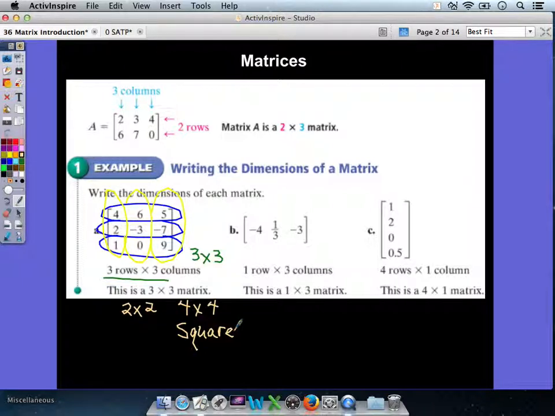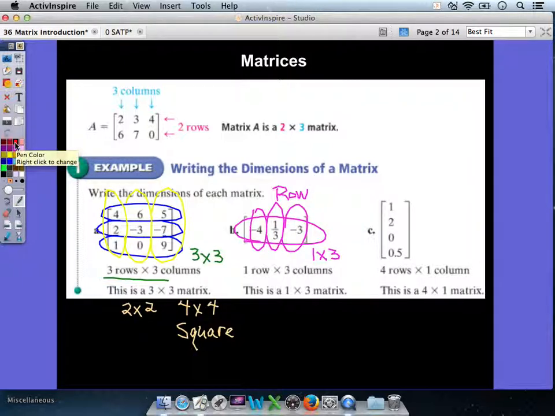In B, we have 1 row, and it has 3 columns, and the columns would be 1, 2, and 3. So here are my 3 columns. And I would denote this as a 1 by 3 matrix. Because this only has 1 row, we call it a row matrix. So this is considered a row matrix because it only has 1 row.